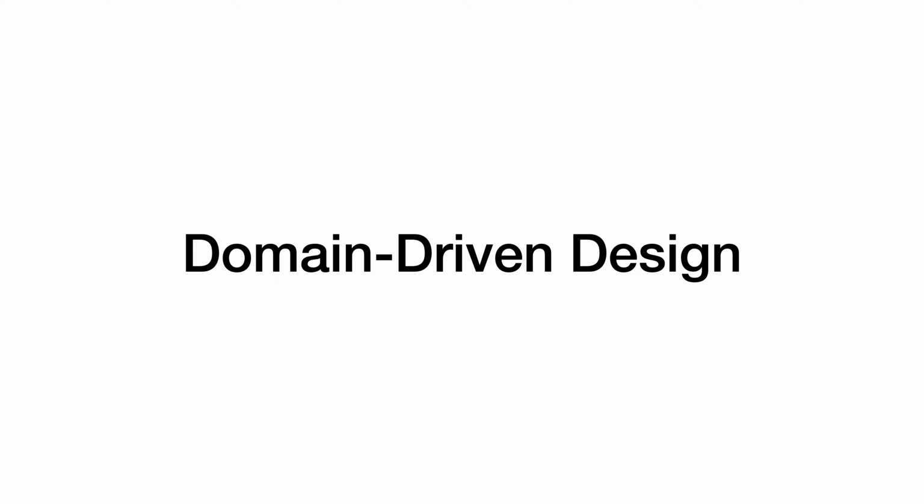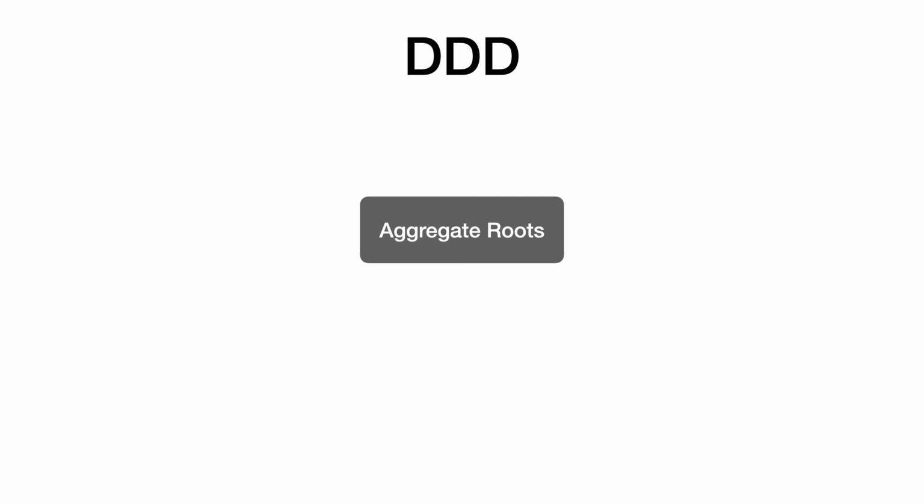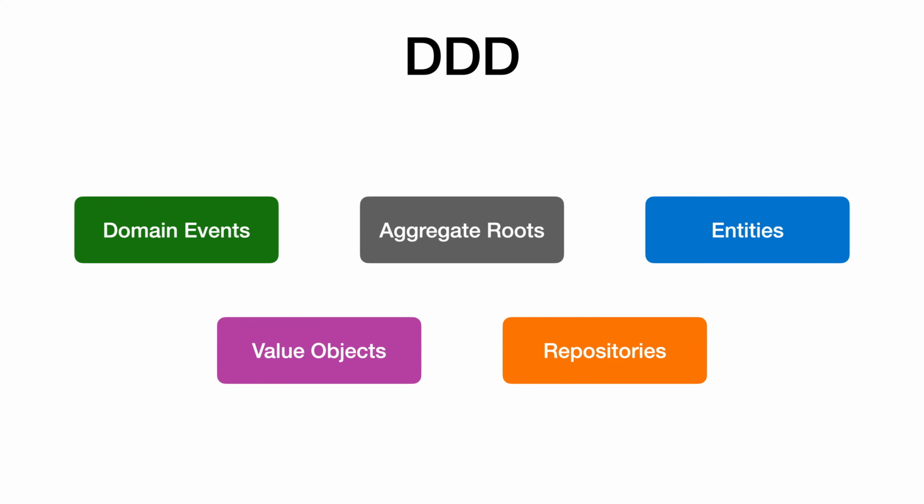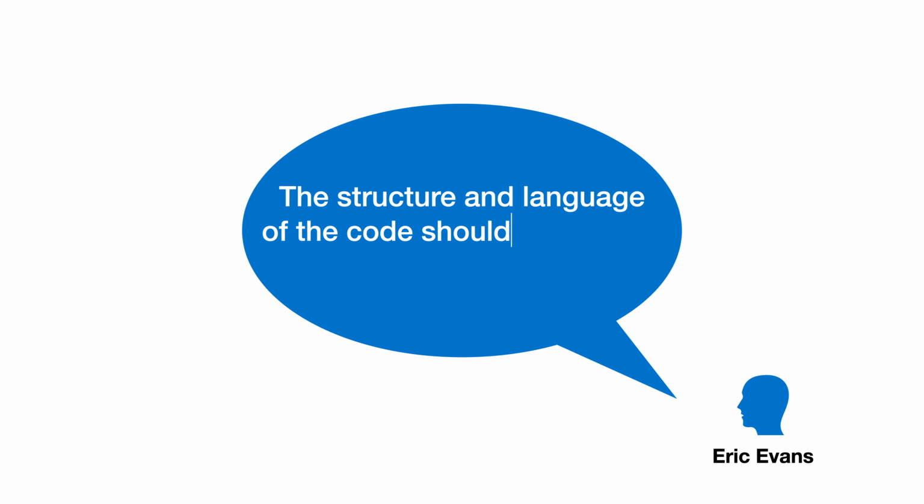In domain-driven design, or DDD, we hear about things like aggregate roots, domain events, entities, value objects, and repositories. Now, before we dive into what those are, it's worth noting that DDD is not fundamentally about these technical details. It just says that the structure and language of the code should match that of the business domain.